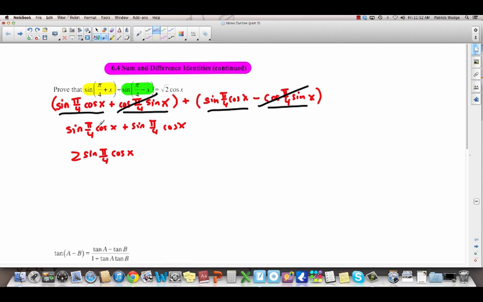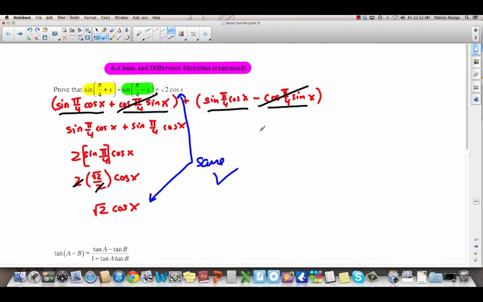Wow, we've come a long way. Let's see if we can finish this off. Now, sine pi over 4, we know what that is. Think back to the unit circle. Sine pi over 4 is root 2 over 2. And then we still have the cosine x. Look, when we multiply 2 times root 2 over 2, we can cancel that. We are left with root 2 times cosine x. That is exactly what we had up here. We have the same thing. We have solved this.